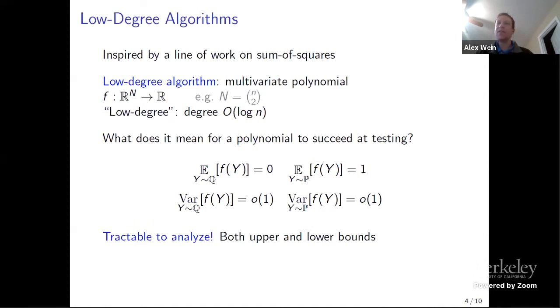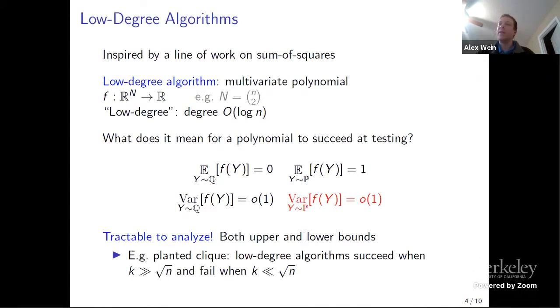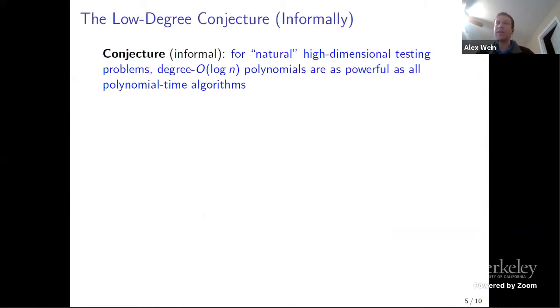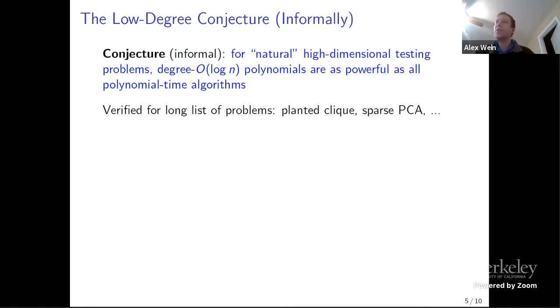And what's nice about this particular definition is that it's actually tractable to analyze, both in terms of upper and lower bounds. And for lower bounds, we typically show that even the first three conditions cannot be achieved, ignoring this one in red. And so for problems like planted clique, for instance, we now know that low degree algorithms succeed in this easy regime where algorithms are known, and low degree algorithms fail in the conjectured hard regime. Okay, and this is somehow not specific to planted clique. For all of these high dimensional testing problems that I listed on the previous slide, we generally believe that these low degree polynomials are as powerful as all polynomial time algorithms. So for all the problems I listed before, we have now verified that low degree polynomials are as good as the best known polynomial time algorithms.